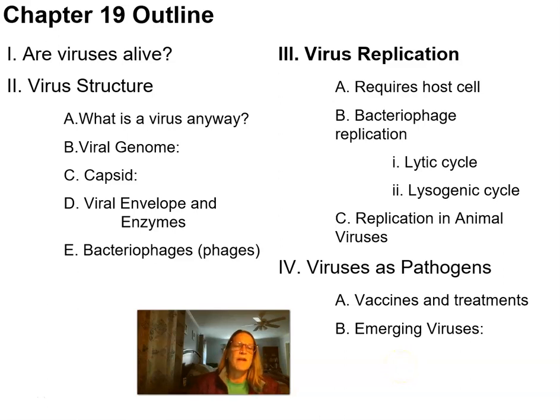So we just got done talking about virus structure, and we ended up with talking about bacteriophages, which are also called phages. And remember that those are the ones that just affect bacteria. So they're the viruses that infect only bacteria. We're going to talk about replication of different types of viruses. And the first stuff we're going to talk about is how bacteriophage replication occurs, and then we're going to spend a little bit of time talking about the differences between replication in viruses that affect animals.